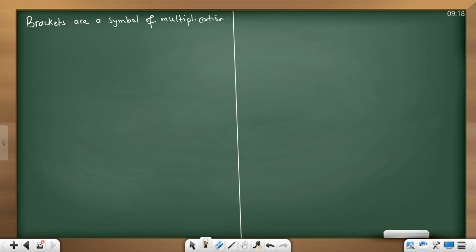And this is how we are going to use the rule. A into B plus C. We distribute the outside term into the terms in the bracket.